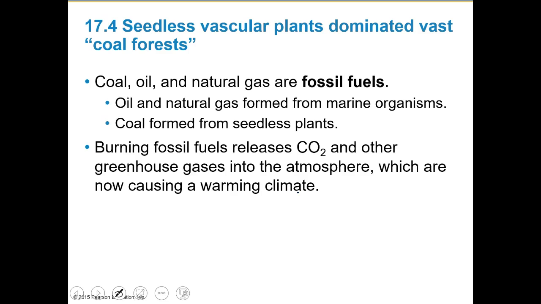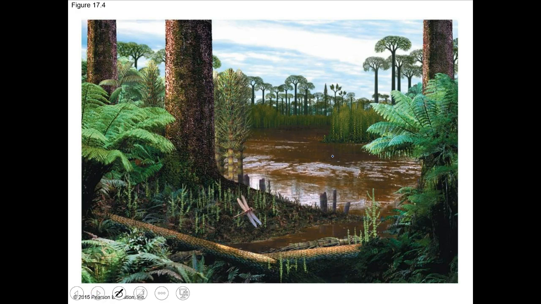Burning fossil fuels releases their CO2 and other greenhouse gases into the atmosphere, which are a contributor to global warming and global climate change. I want to say it's probably been at least 2 decades that they've been tracking the CO2 content in the atmosphere. And it's been a steady rise.